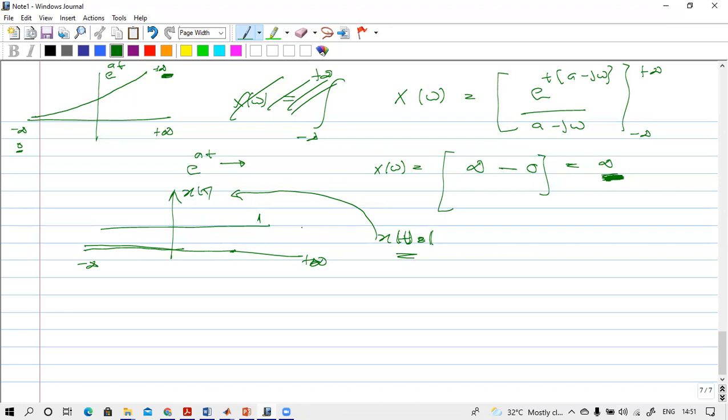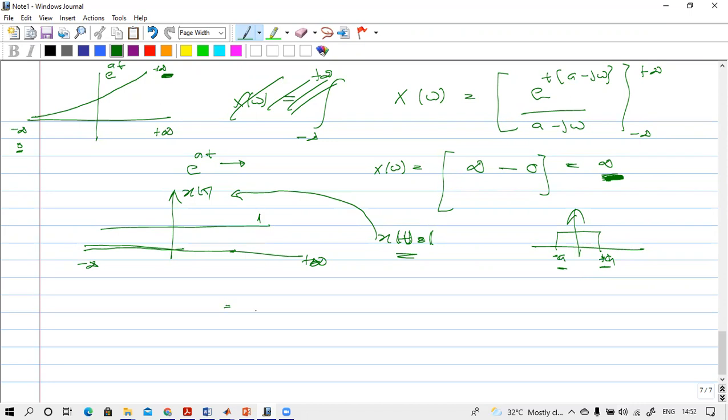So if you are asked to find the Fourier transform of a signal with a finite limit, minus a to plus a, you can do that integral. But if you are asked to find the Fourier transform of this kind of signal, from minus infinity to plus infinity, again you will face the same problem.